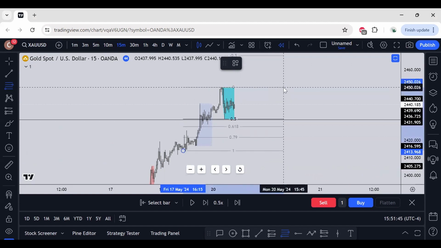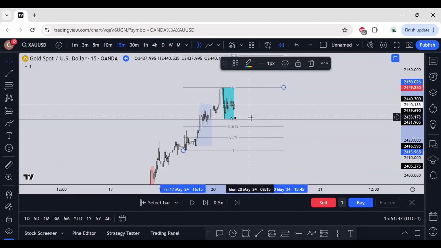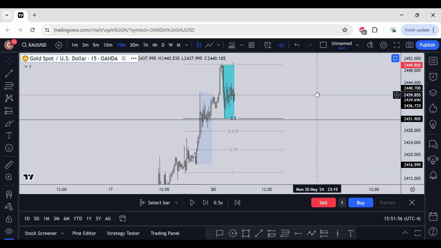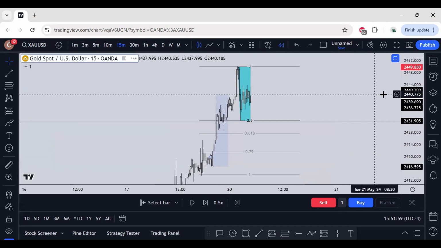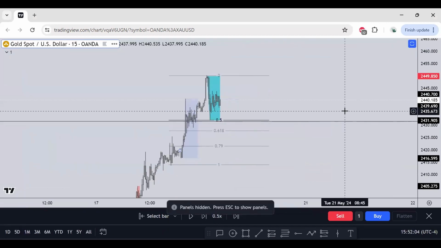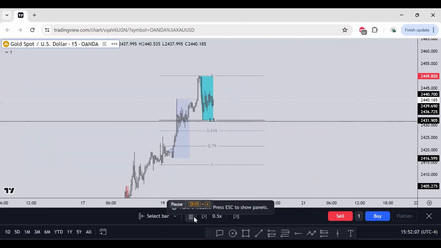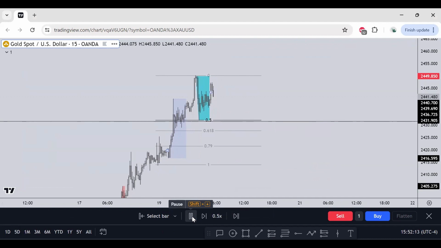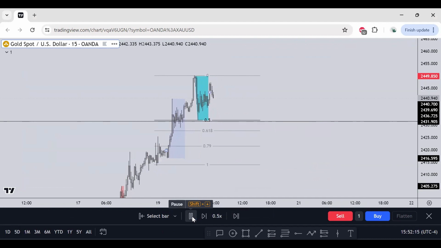I drew the fib over here, and I would only look for buys below the 0.5. And in order for me to get into buys, I have to see some type of market structure shift. Otherwise, I just wouldn't get into it. Okay, so let's carry on to see how it went. The price pushed up. That's it. I didn't get in. I didn't touch it.